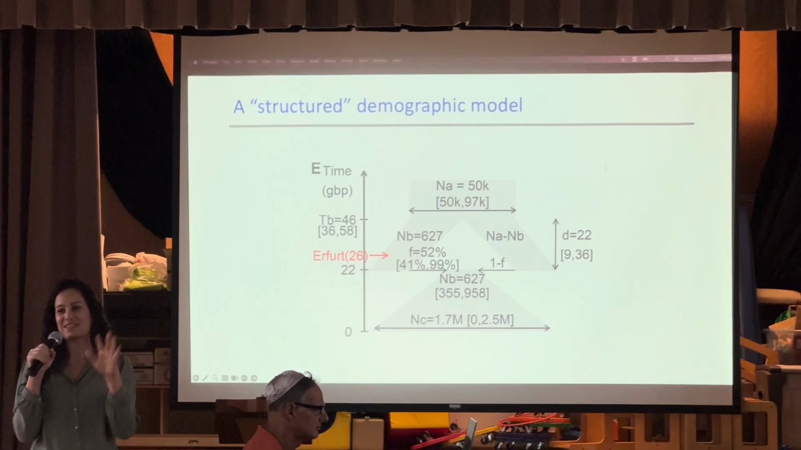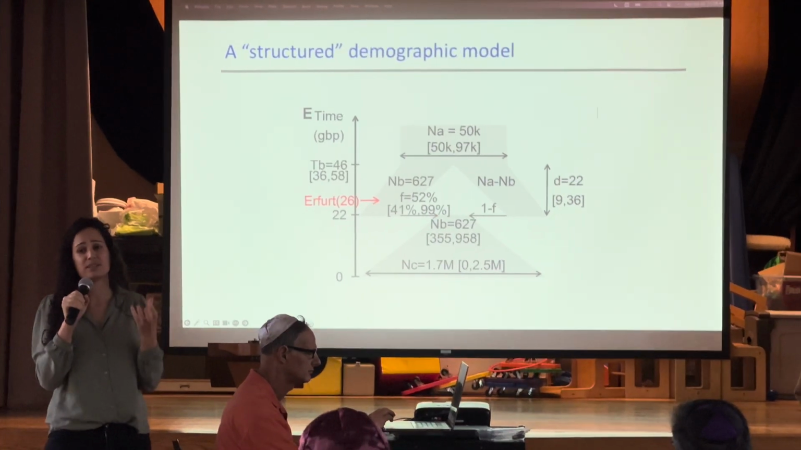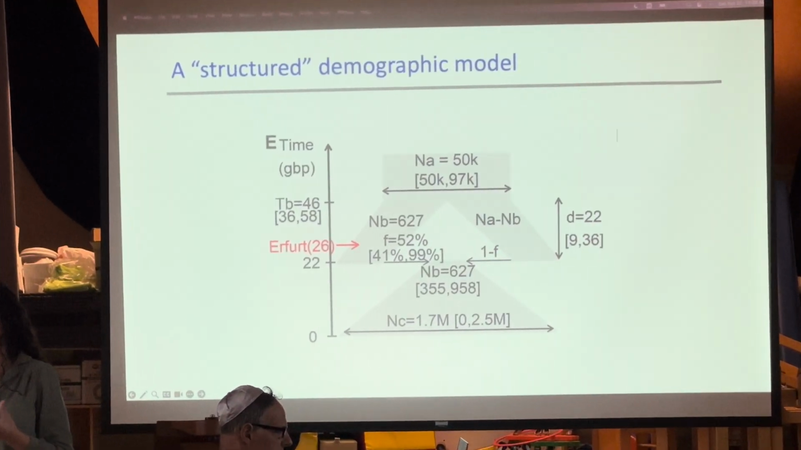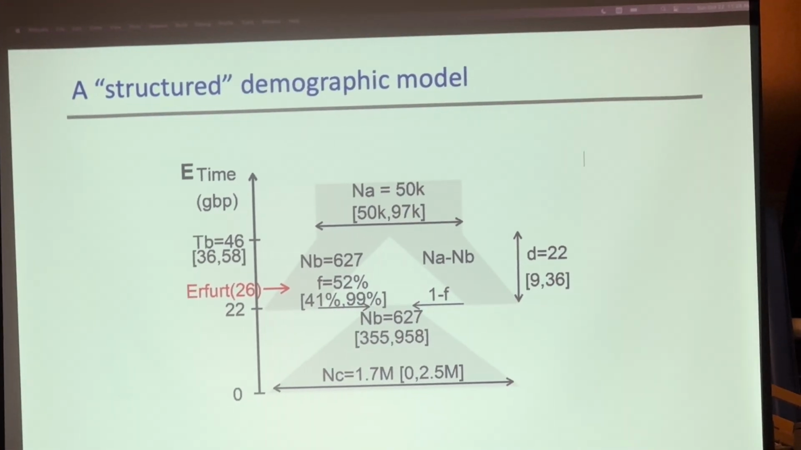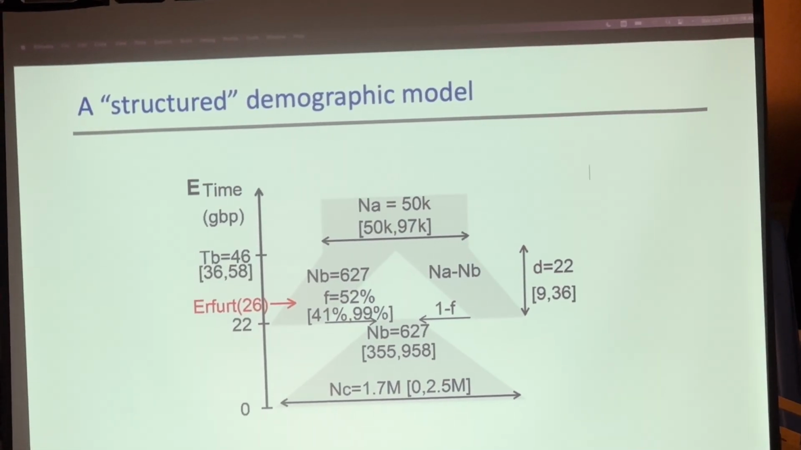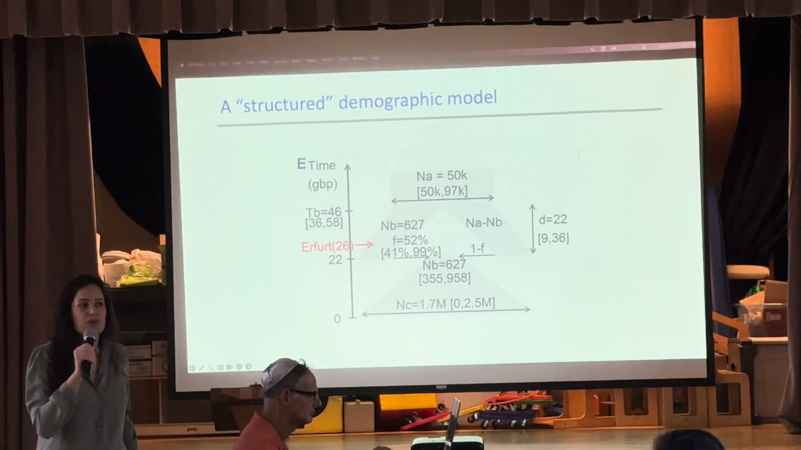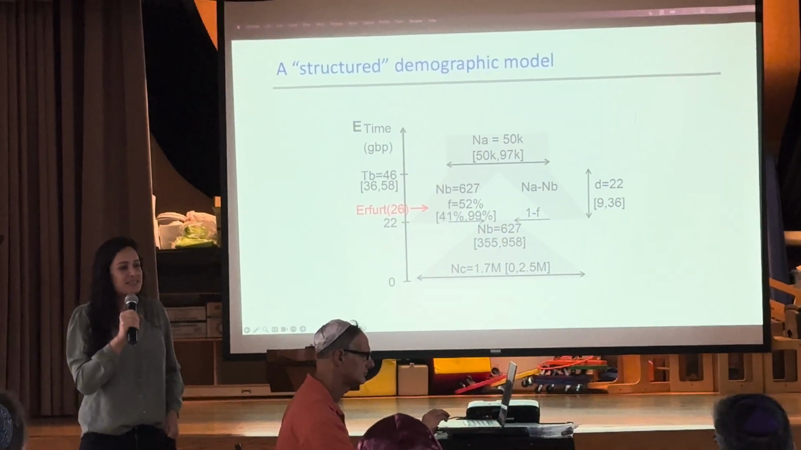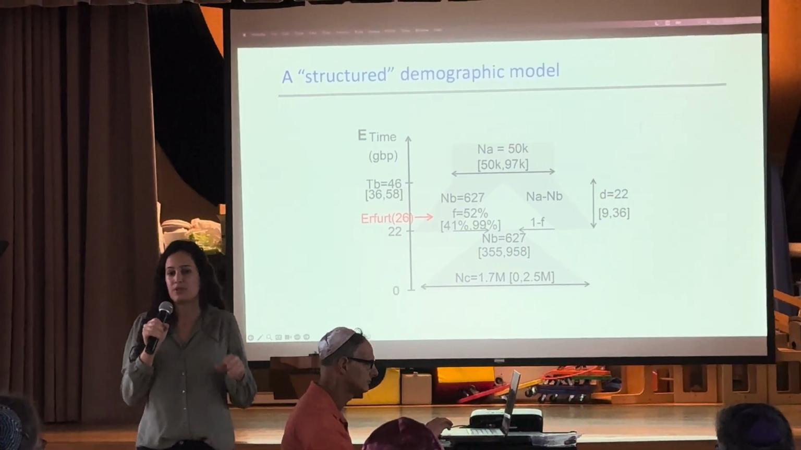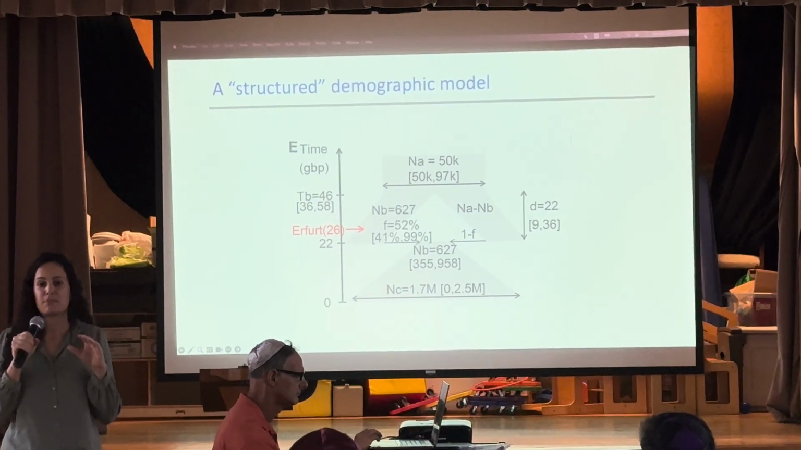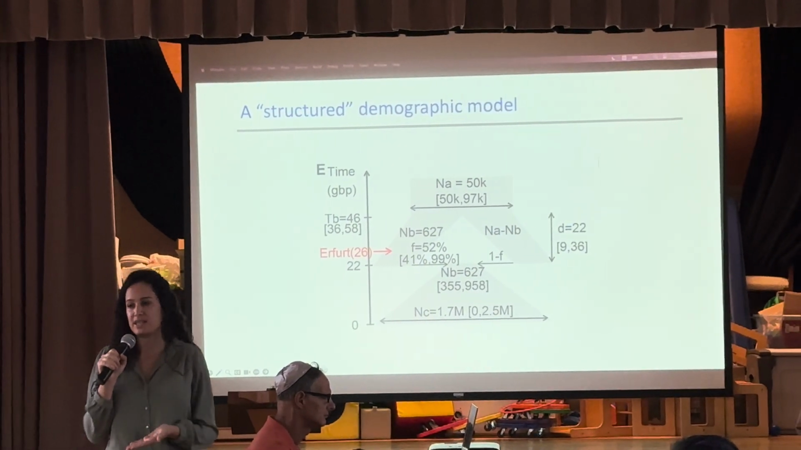Now that we concluded that they post-dated the bottleneck, we wanted to use these samples together with the present-day samples we have to estimate the bottleneck parameters, to understand when it happened and what the population size was at the time of the bottleneck. And the major thing that we found was that the Erfurt samples represent a population that experienced a much stronger bottleneck than the bottleneck that is represented by present-day Ashkenazi Jews.